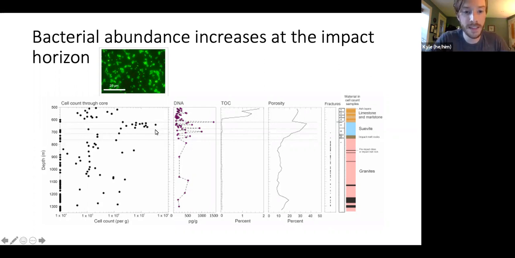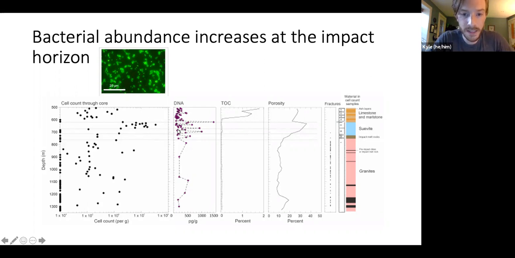So this is that special mineral suvite, and they found that at this particular band, they found a very high concentration of microbes relative to the other places around the core. So down lower here is pre-impact, and then above is post-impact. So all of the sediment that was deposited after that impact event.